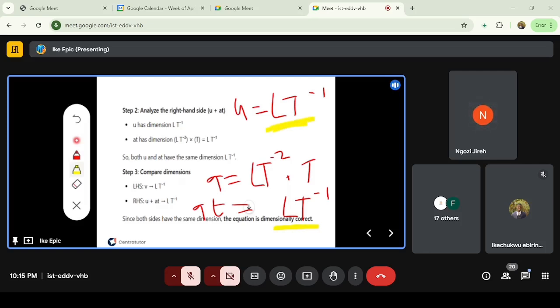So now on our left hand side, our v here was also LT raised power minus 1. So since everything on our left hand side is equal to everything on our right hand side, we can say that this equation is dimensionally correct.